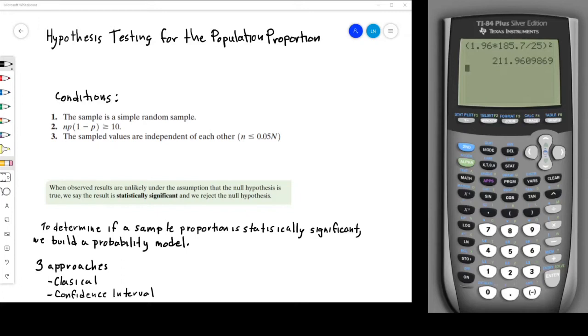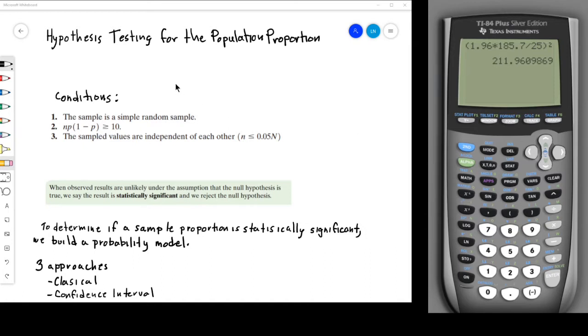Okay, so I want to continue with the discussion of hypothesis testing. For today, we're going to talk about hypothesis testing for the population proportion. So before we start, there's a couple of conditions.